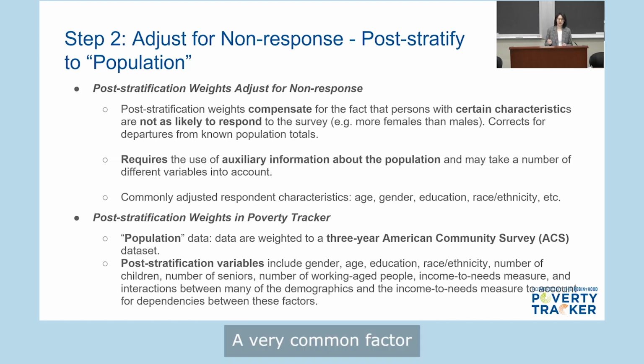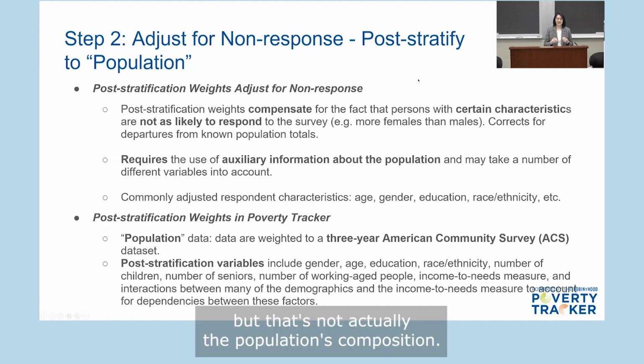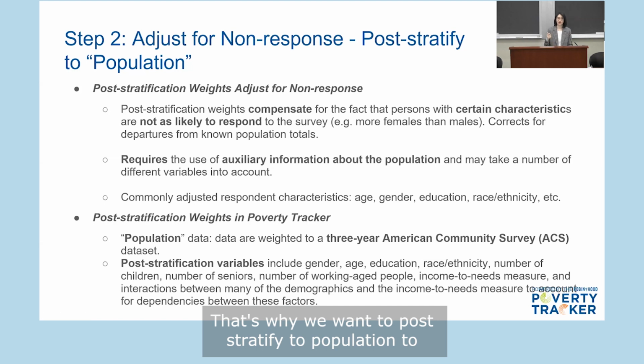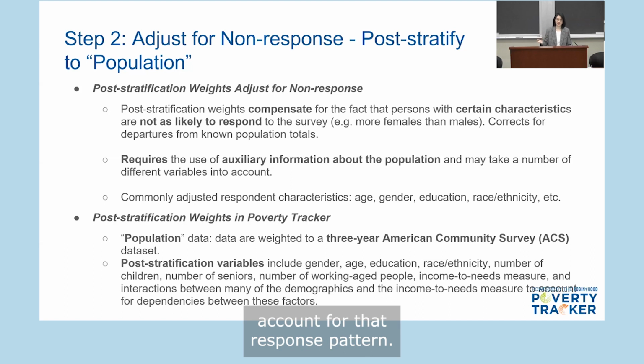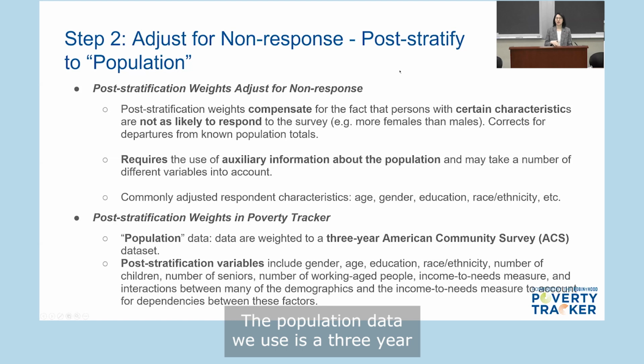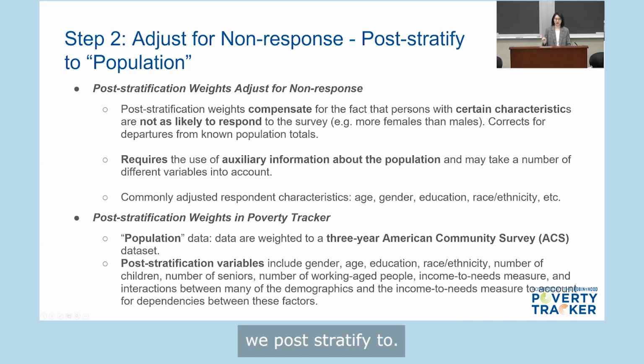And for example, a very common fact in survey research is that you might see females are more likely to respond than males, right? But that's not actually the composition in the population. They are pretty much the same share in the population. So that's why we want to post-stratify to the population to account for that response pattern. So that's what we do in the second step. And the population data we use here is the 3-year American Community Survey for New York City adults. That's the population data we post-stratify to.